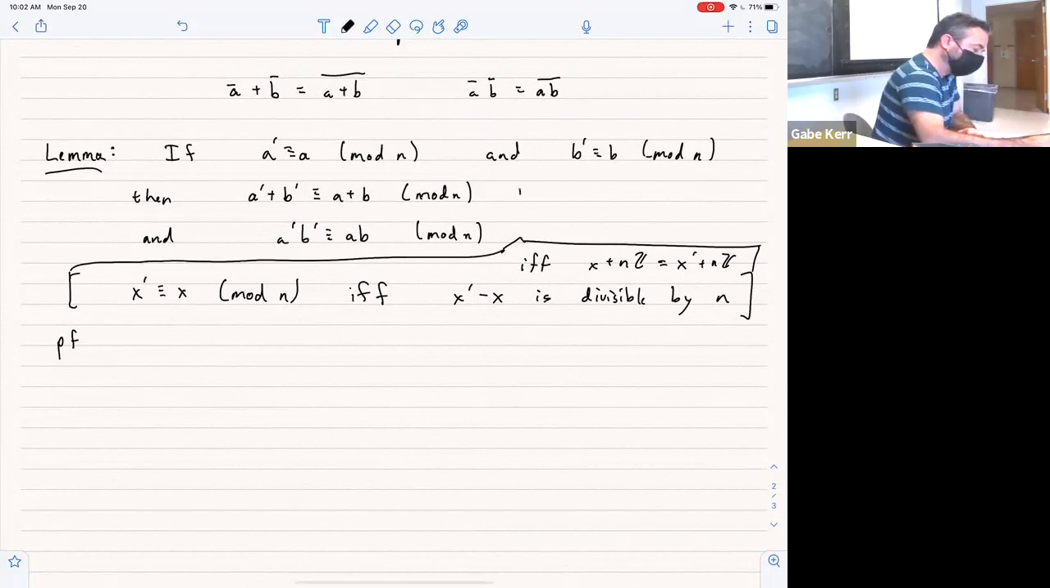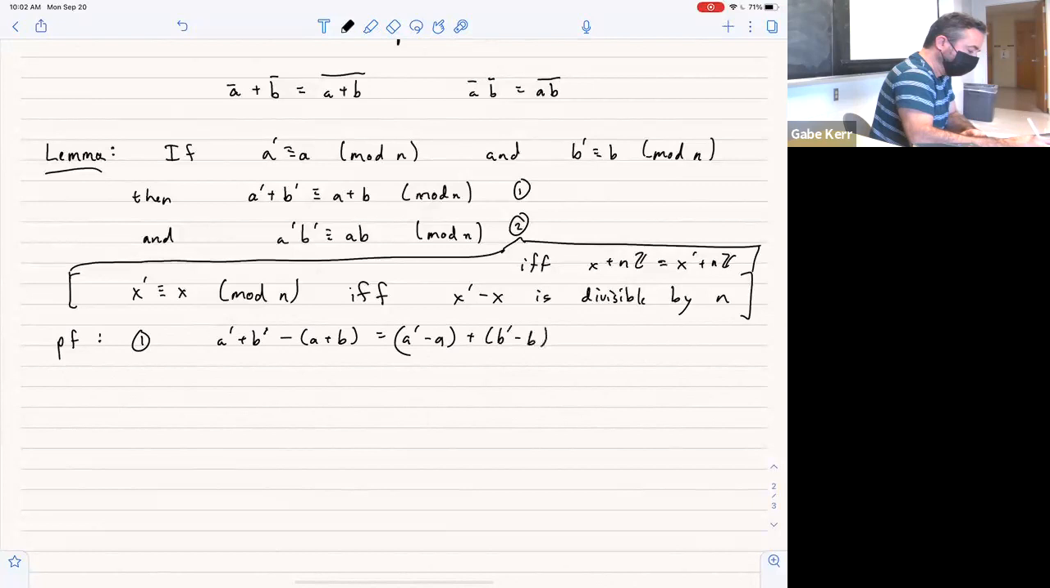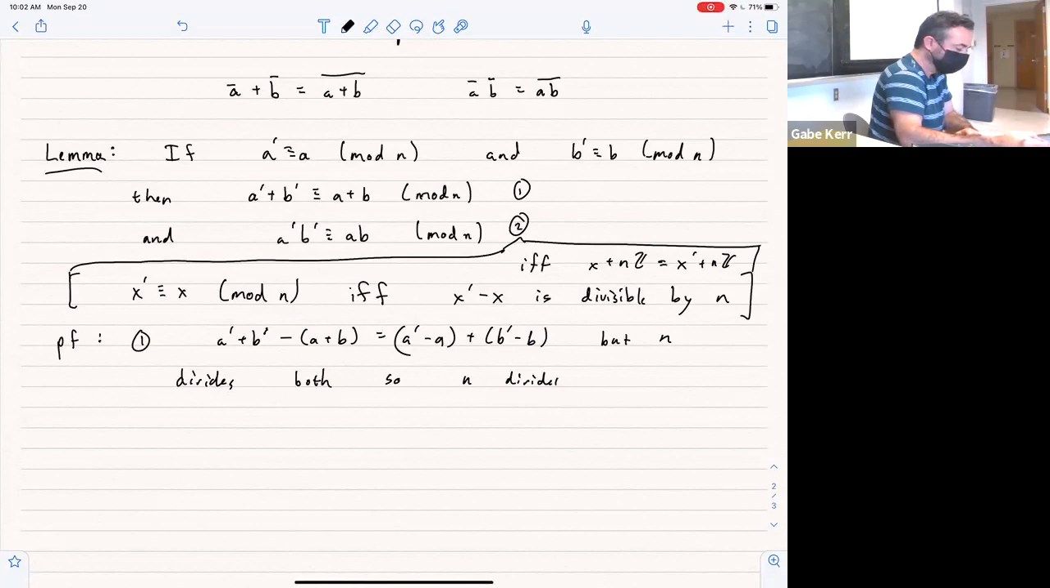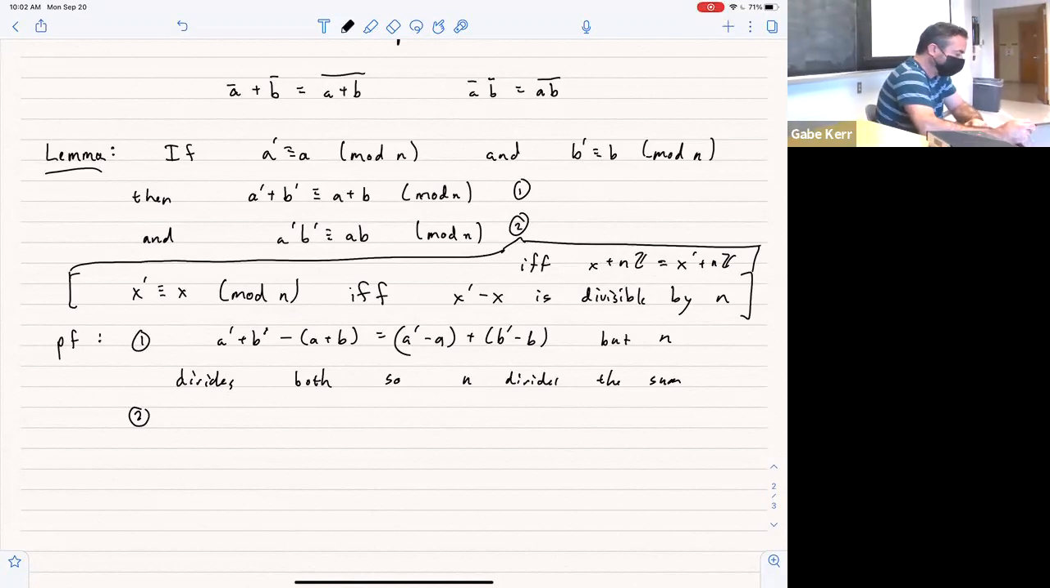And so the proof of the claim, let's call this 1 and let's call this 2. So for 1, you just say, okay, well, take A prime plus B prime minus A plus B. This is equal to A prime minus A plus B prime minus B, but N divides both. So N divides the sum. When I say both, I mean both A prime minus A and B prime minus B. And for 2, it's a little bit more pain. So consider A prime B prime minus AB.